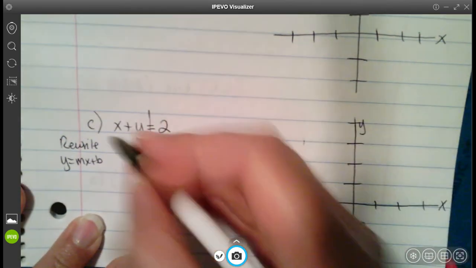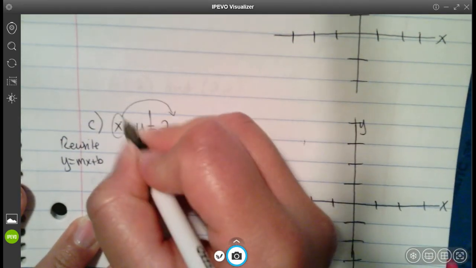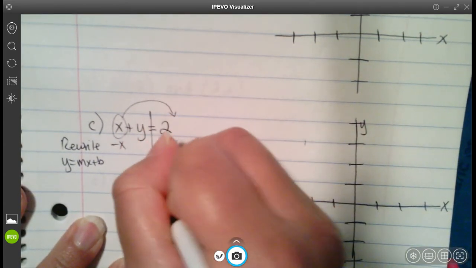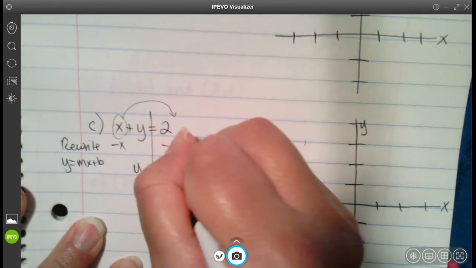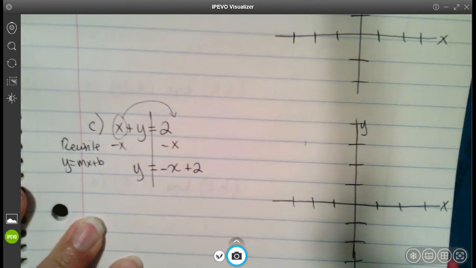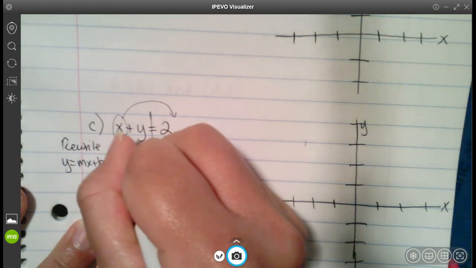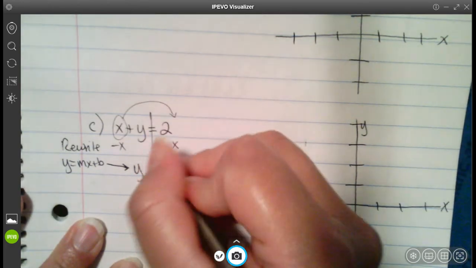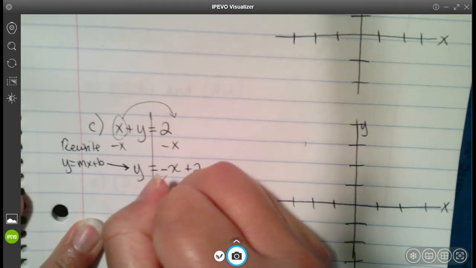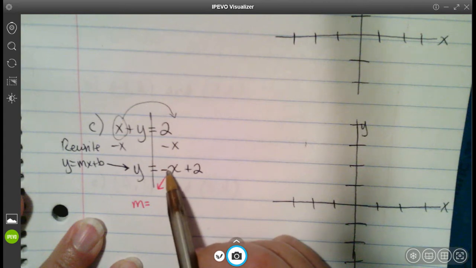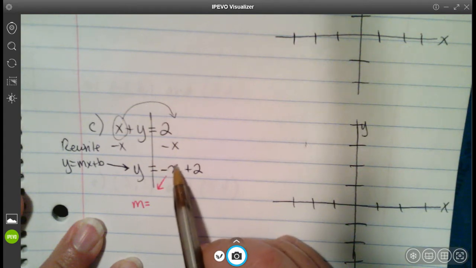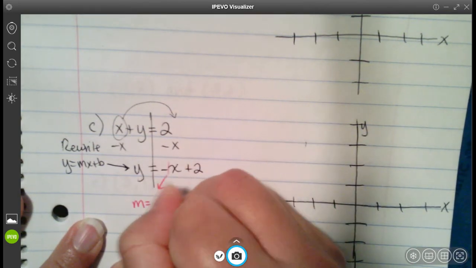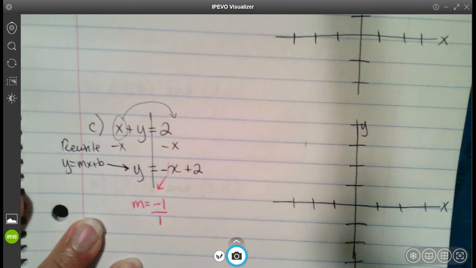So to do that, I'm going to go ahead and move this x over. So I'm going to subtract x from both sides. So y is now equal to negative x plus 2. And now this I can work with. So this right here is my slope-intercept form. From here, I'm going to go ahead and figure out my m. It looks like I have a negative in front. So remember that when there's a negative in front of a variable, you do have an imaginary 1. So this is actually negative 1 over 1 if you want that rise over run notation.